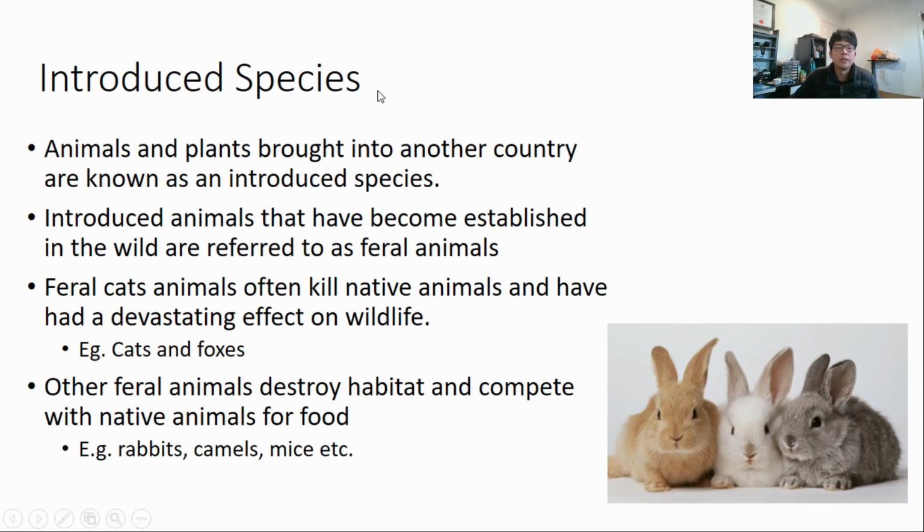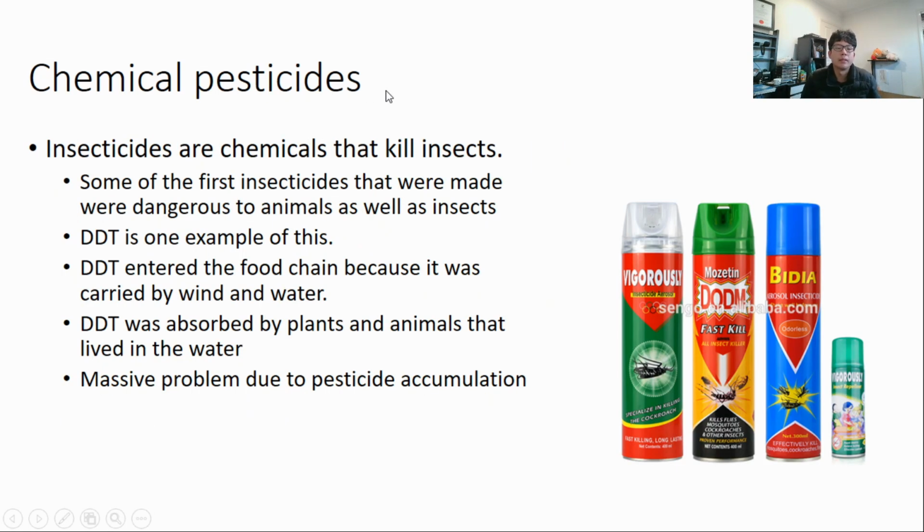Another huge one is chemical pesticides, and insecticides are chemicals that kill insects. Some of the first insecticides that were made were dangerous to animals as well as insects, so they killed insects and they also caused harm to animals. DDT is one example of this, and DDT entered the food chain a while ago because it was carried by wind and water, and DDT was then absorbed by plants and animals that lived in the water. This caused a massive problem due to pesticide accumulation.